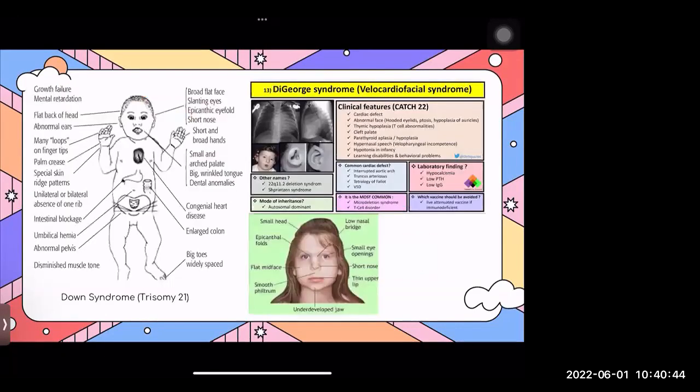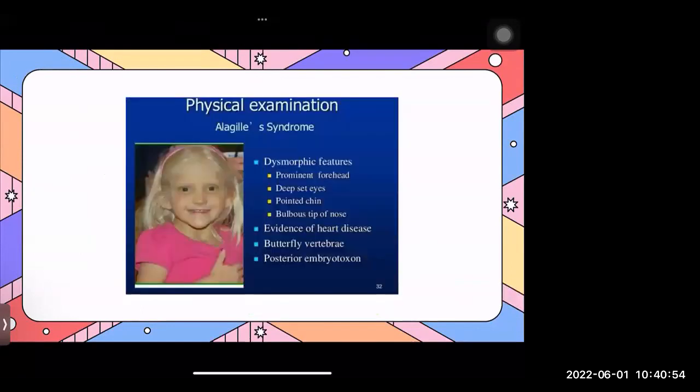Next. Physical examination, if it's a baby, make sure that you look for signs of dysmorphism. Anything under the sun. Okay. Next.